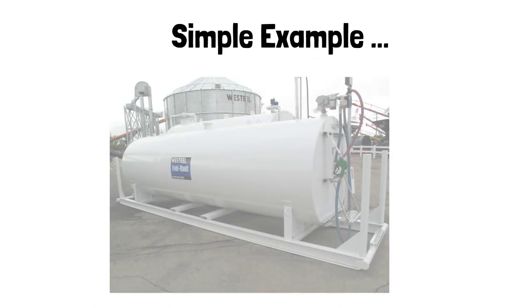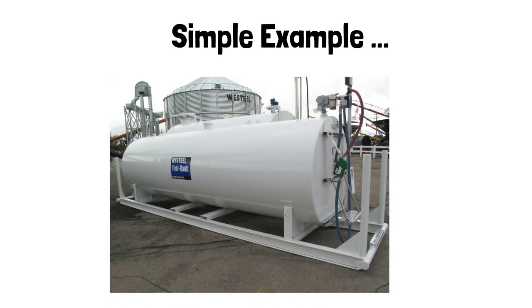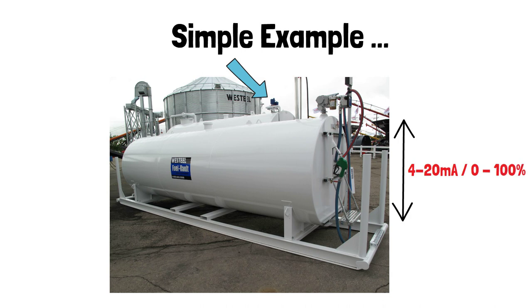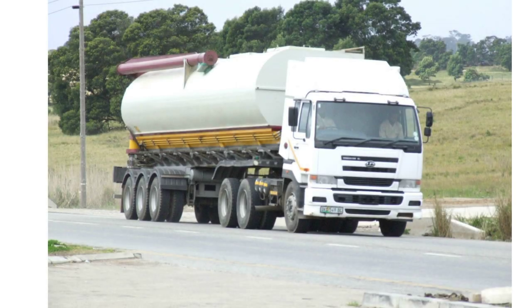To help us understand this, let's start with a simple example and build in some of the more complex functionality later in the video. Imagine we have a vessel full of diesel. The vessel has a radar level transmitter mounted on top of the vessel. This level transmitter gives a 4 to 20 milliamp current signal depending on the level of the diesel within the vessel. Let us say the vessel is filled via a tanker.